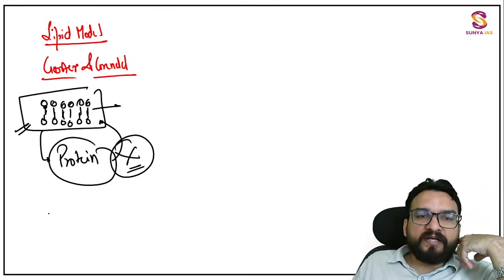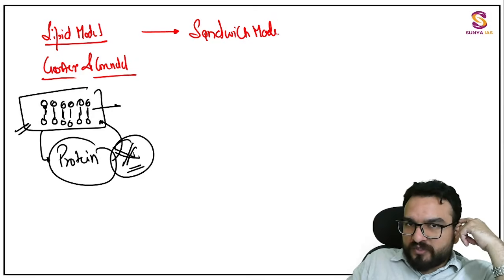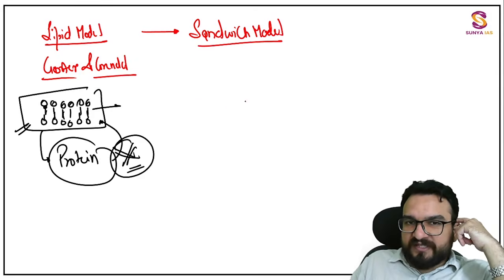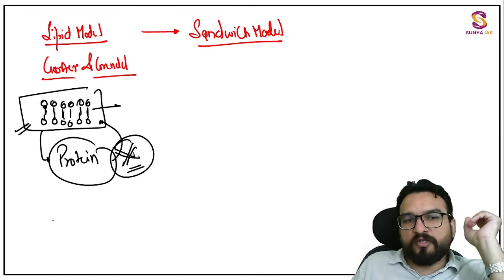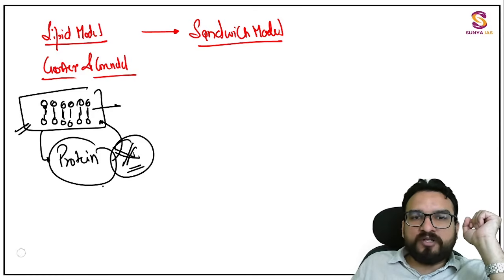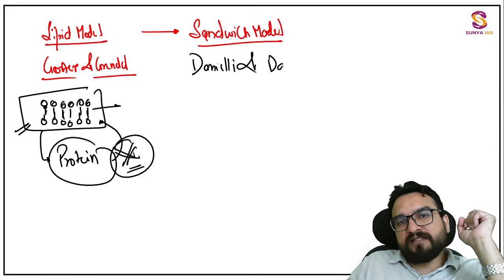Right. So that's why the second model came into place, which described where these proteins are situated. And that's why this model is known as the sandwich model. How do you see the sandwich? There is a patty in between and two buns above and below. So likewise, this sandwich model was basically suggested by Danielli and Davson.